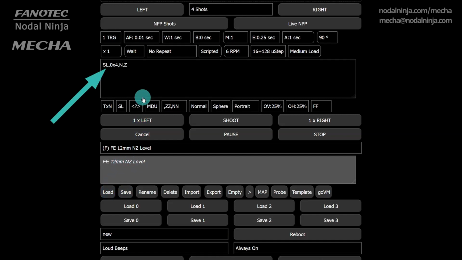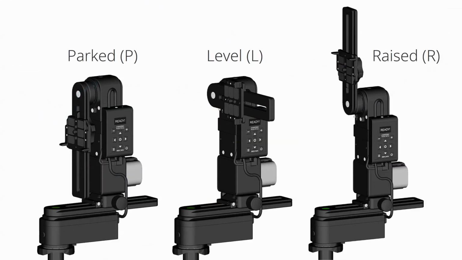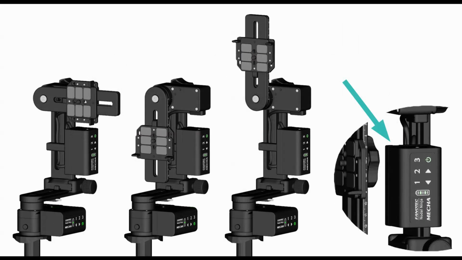The first term in the script refers to the position of the upper rail when the preset is launched. L means level, or horizontal position. This is the MECHA C2 controller. So before you launch the preset, make sure that the upper rail is positioned correctly. The other positions are parked and raised. And this is the C1 controller in MECHA DAC, dual axis combo. Level, parked, raised.